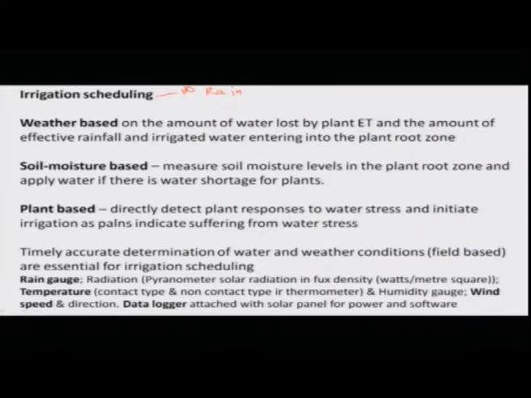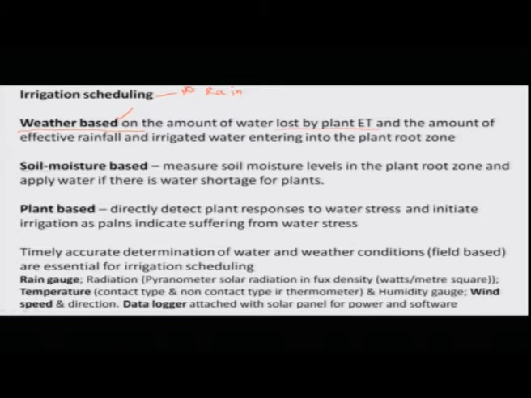That is why it is weather based. Another factor is the temperature in that area, because evapotranspiration also takes a certain amount of water. If the temperature is more, then the losses will be more.